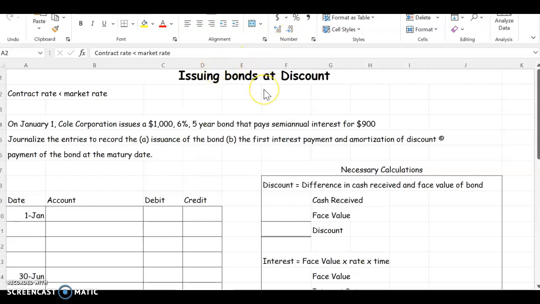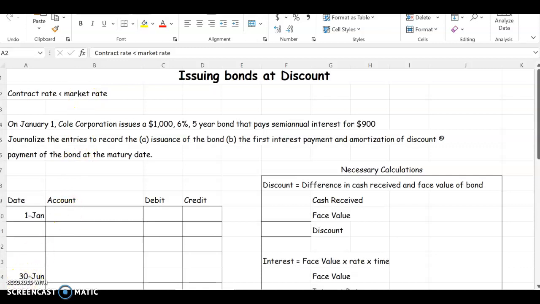In this video, we will look at issuing bonds at a discount. And just to review, remember that a discount is when the contract rate is less than the market rate. What that means is the interest rate written on the bond is less than what you could get for the bond in the market.